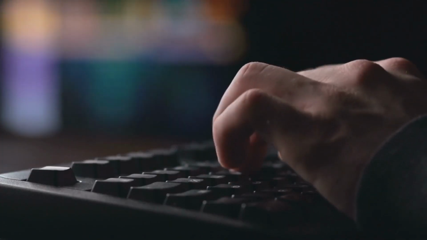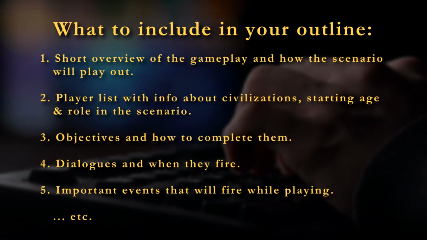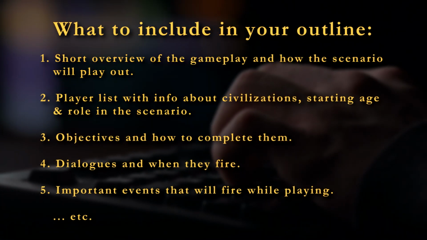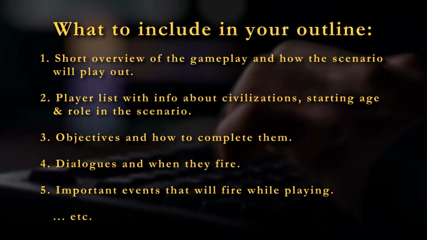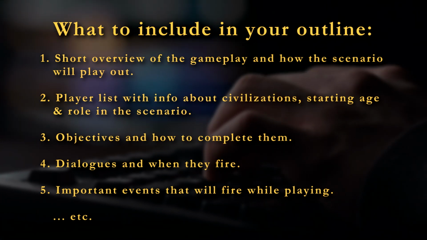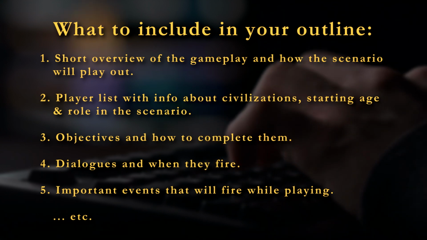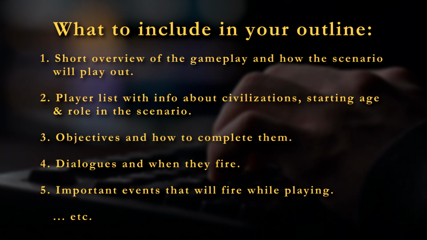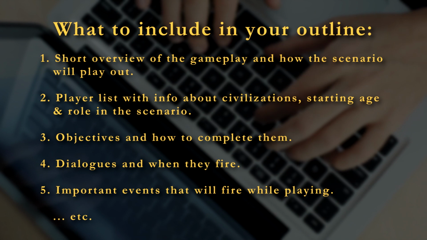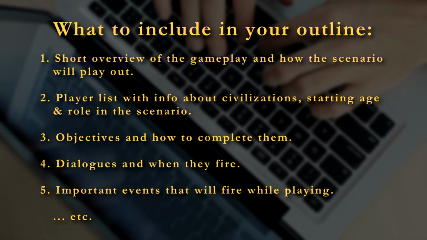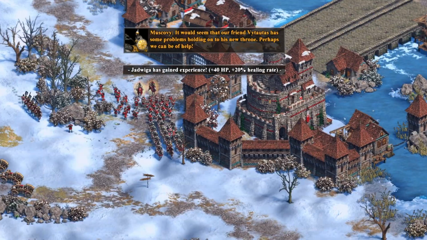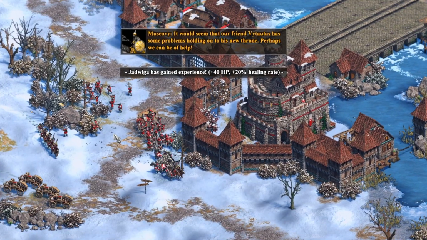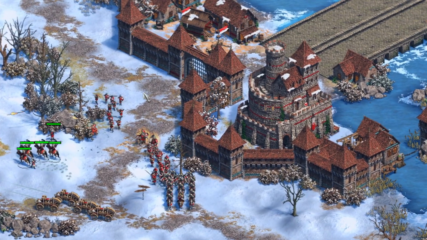You can write your outline in a similar way, by breaking down the scenario into its constituent parts. You write a summary of the gameplay and a list of the players, with details like their civilization, starting age, and their role in the scenario. After this, you write up a list of objectives, another list of dialogues and what will trigger them, and bullet points with important events that can be activated while playing, such as the arrival of the Muscovite army in this scenario, which occurs when the player has captured 4 of the towns on the map.